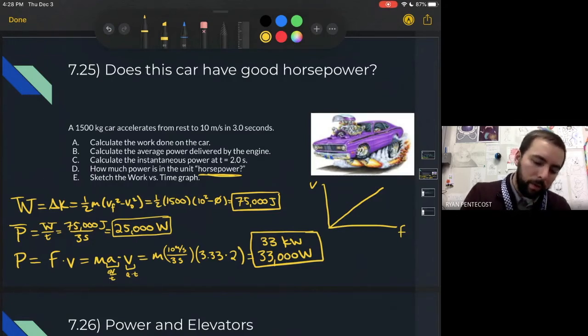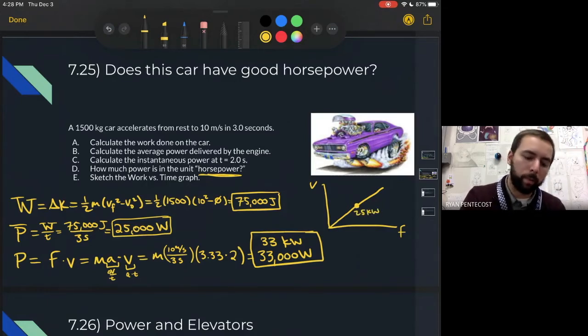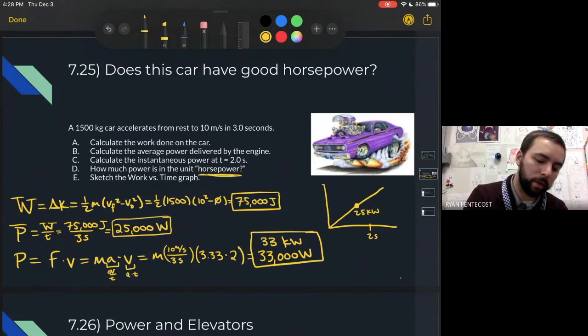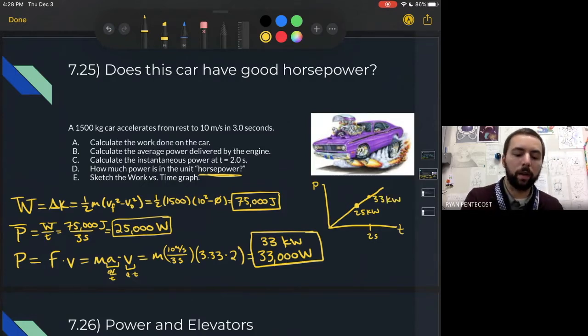So what our average is really just telling us here in the middle is 25 kilowatts. But at 2 seconds, oh, well, that's if we did power over time. So let's change that so I can illustrate that, power over time. As we get further and further down the line here, this would be 33 kilowatts. If we look at what it was halfway through, the average, and then at 2 seconds.